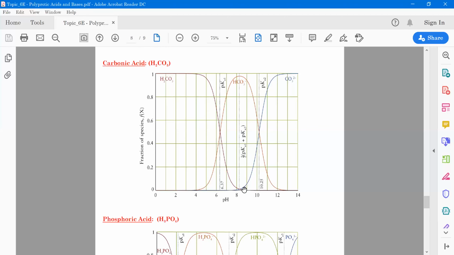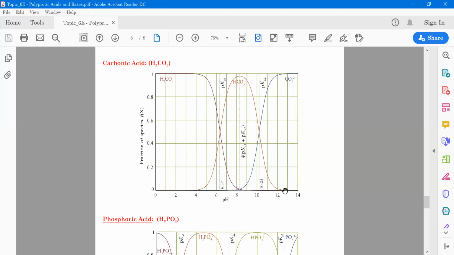Now, if I increase the pH still further by adding more sodium hydroxide, now the hydrogen carbonate starts disappearing because it is dissociating into carbonate. So the carbonate concentration starts going up. The hydrogen carbonate keeps going down until again, at a pH of 10.25, they become equal. The pH at that point, 10.25, is the pKa2 of carbonic acid.